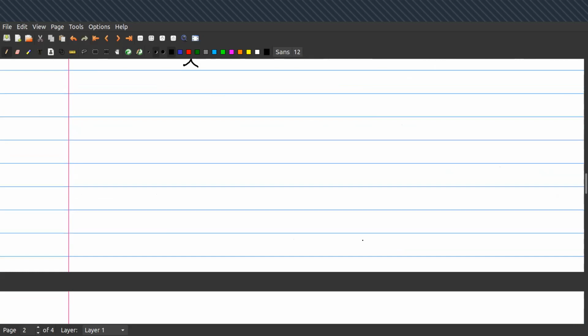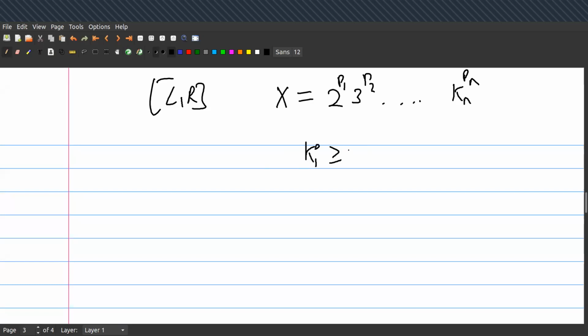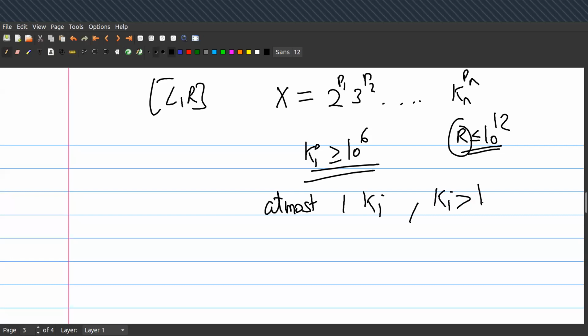So what a correct solution is: you have a range L to R. Every number x in this range can be expressed in the form of k1 to the power p1, k2 to the power p2, up till kn to the power pn, with the ki being prime numbers. How many ki's will be greater than 10 to the power 6? That will be at most 1, because I have a limit on r, that is 10 to the power 12. If I have two ki's greater than 10 to the power 6, the number will exceed the value r. So I will have at most one ki greater than 1e6.